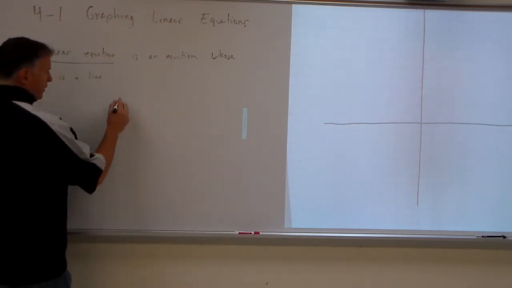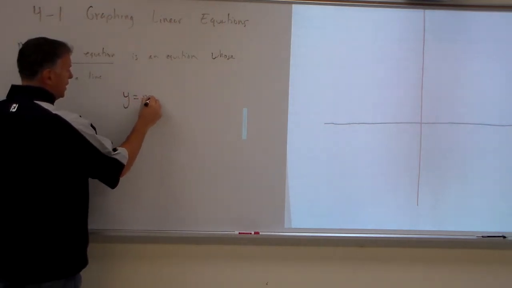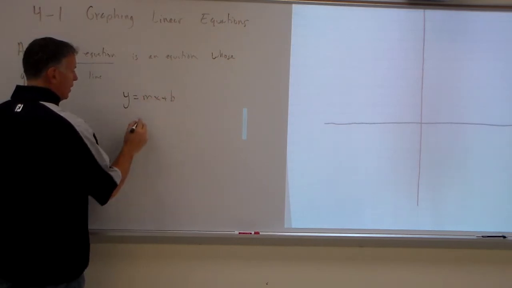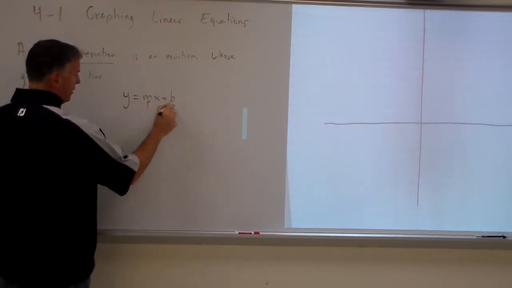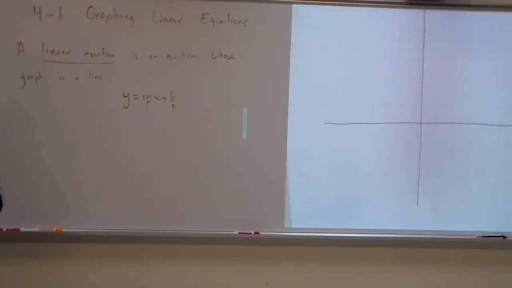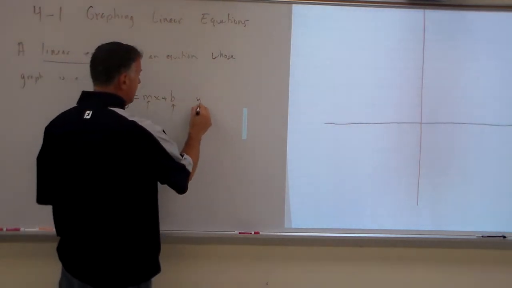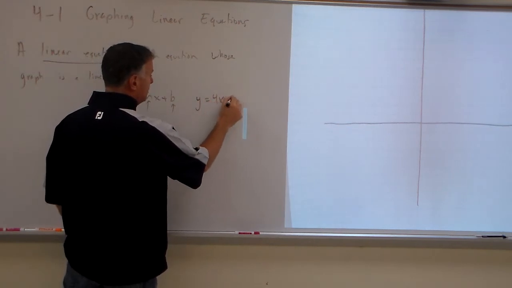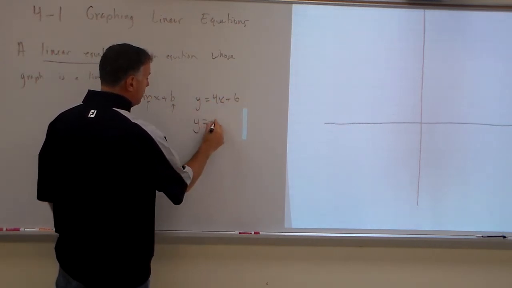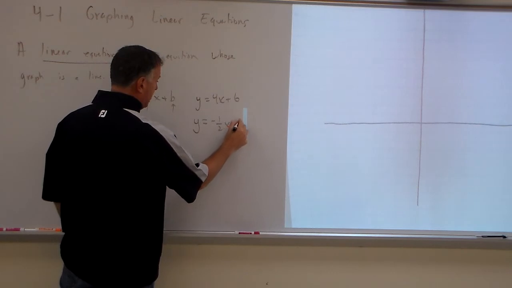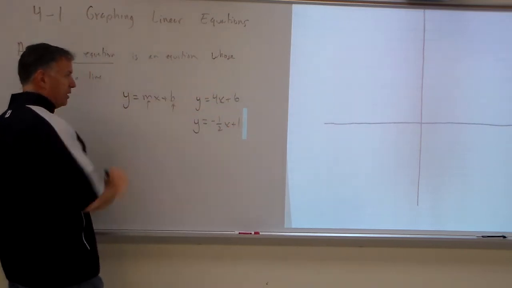A linear equation is of the form y equals mx plus b, where m is my slope and b is my intercept. Okay, so some examples of linear equations might look like this: y equals 4x plus 6, y equals negative 1/2 x plus 1, which is one we just did.